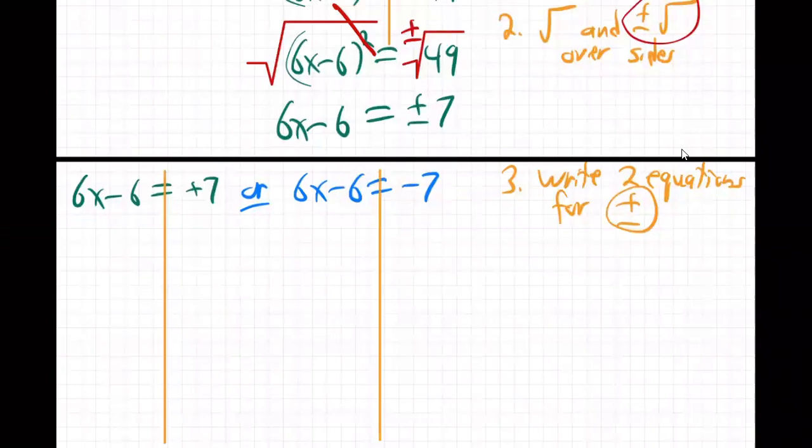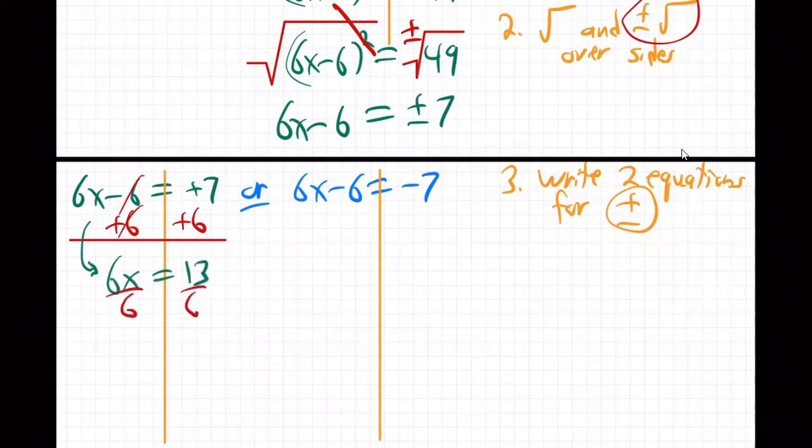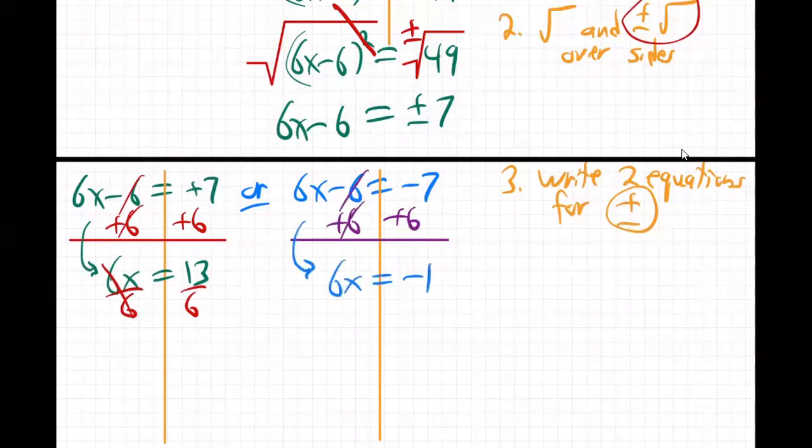All right, so now we're going to get x alone. So add 6 to both sides. And boom, boom. This comes down, 6x equals 13. Boom, there it is, 13 over 6. Okay, and then the other one, add 6 to both sides. Boom, boom, bring this down, 6x equals -1.